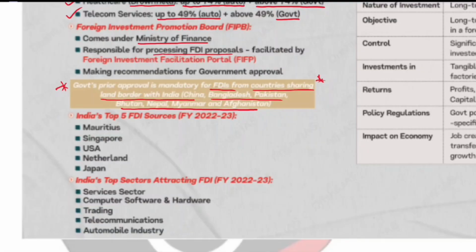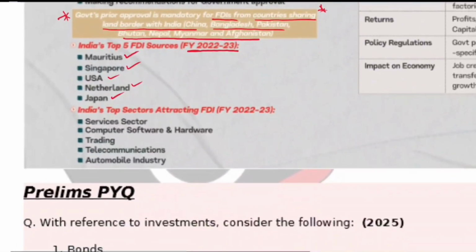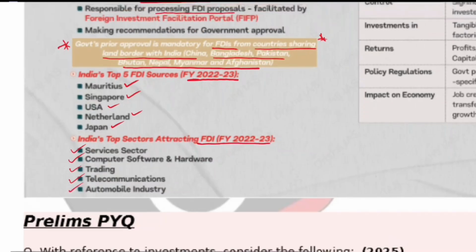India's top FDI sources are Mauritius, Singapore, USA, Netherlands, and Japan. In financial year 2022-23, the top sectors attracting FDI were the service sector, computer software and hardware, trading, telecommunication, and the automobile industry.